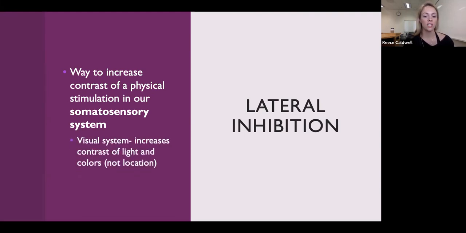With the visual system, we can increase contrast of light and colors, not necessarily location. Same for smell. You can have a general idea of where smell is coming from, but it's not going to be precise. Taste, definitely not going to be precise, like where the taste is coming from, as well as other senses I'm missing. Lateral inhibition in the somatosensory system is extremely precise in identifying location. It's the only one that really works with precise location identification.